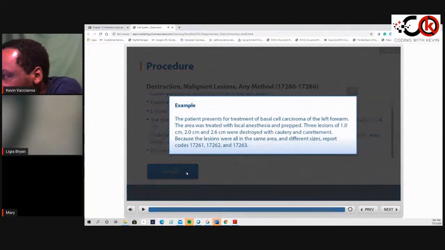Here's an example. The patient presents for treatment of basal cell carcinoma of the left forearm. The area was treated with local anesthesia and prep. Three lesions of 1.0 centimeter, 2.0 centimeters, and 2.6 centimeters were destroyed with cautery and curettage. Because the lesions were all in the same area in different sizes, report codes 17261, 17262, and 17263.